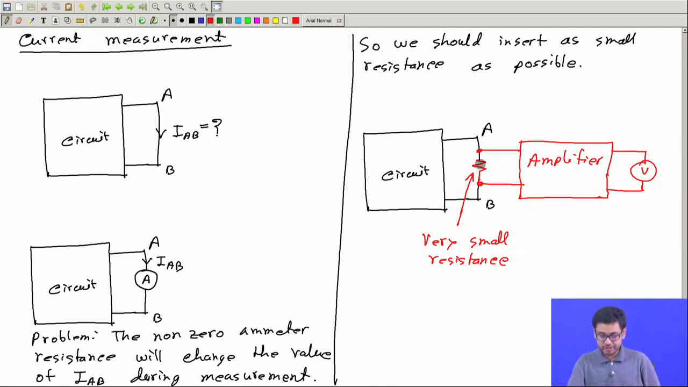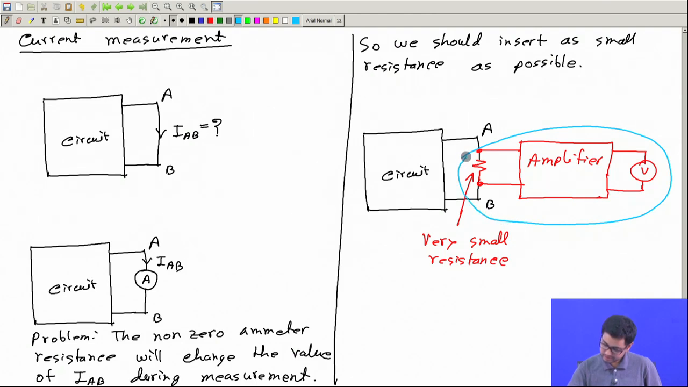But if we take a small resistance, then the voltage drop across it will also be small. Particularly if the current that you are measuring is small, then this voltage drop will also be small. And therefore, to measure it successfully, accurately, we must amplify it. So this is the scheme, and this is my current measuring instrument.